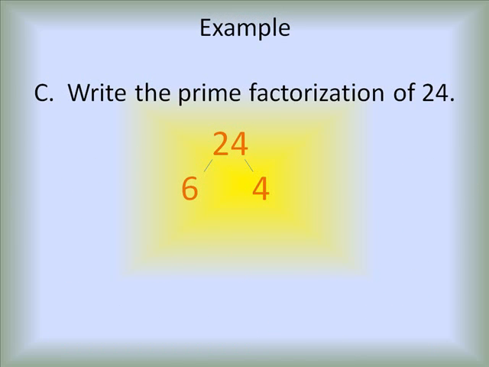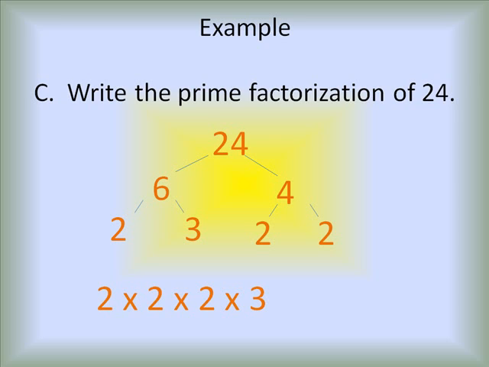Last, we're going to work on writing the prime factorization of a number, in this case 24. I automatically thought of a math problem where the answer was 24, so I branched out the numbers 6 and 4. The next step was breaking down the 6 and the 4, because neither one of those numbers are prime. 6 is the same as 2 times 3, and 4 is the same as 2 times 2.